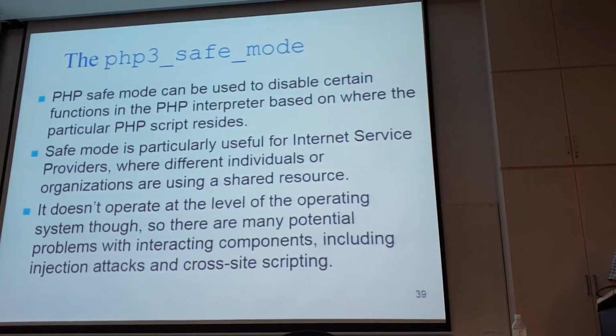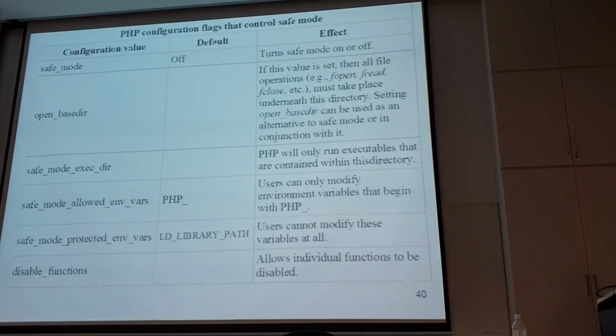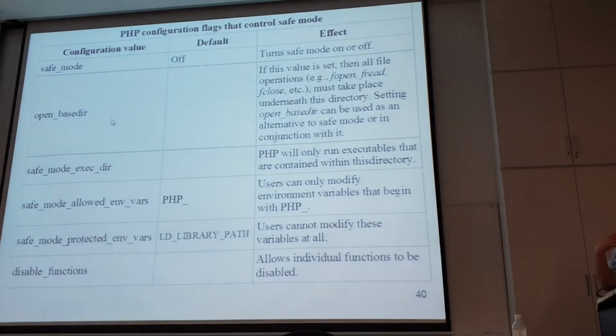And then in PHP we have the so-called safe mode. You can enable the safe mode, and then some of the problems can be solved. For example, if you turn on the safe mode, you can configure some of the options. If you configure this option, that means you can only allow the user to access files within this directory. You cannot allow the user to read or open files in other directories. You can also put all the executables in one directory. That means only the executables within this directory can be executed.